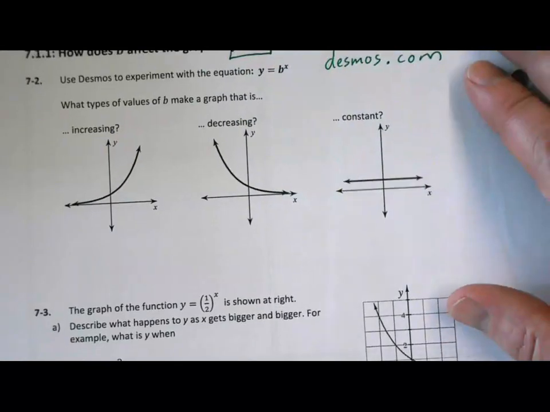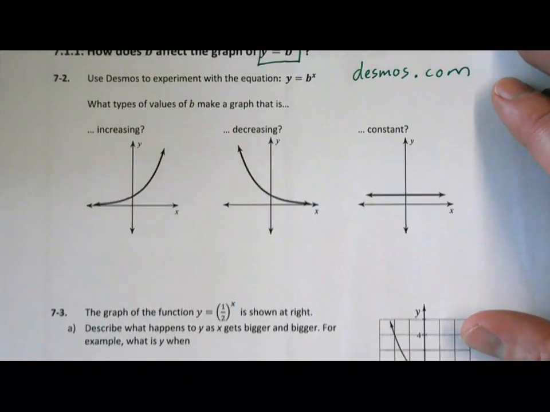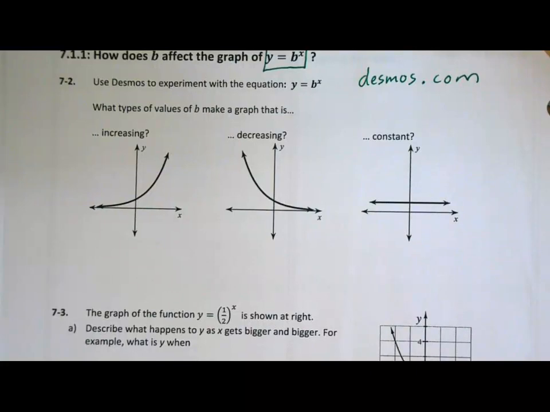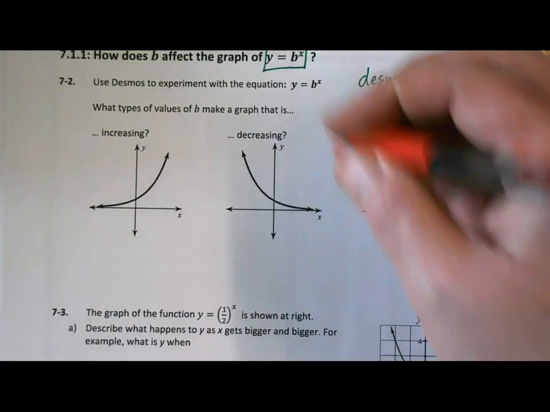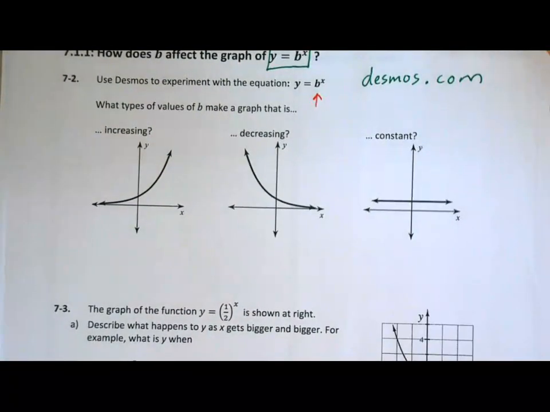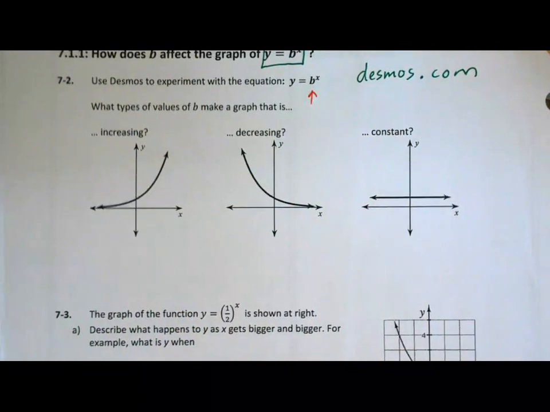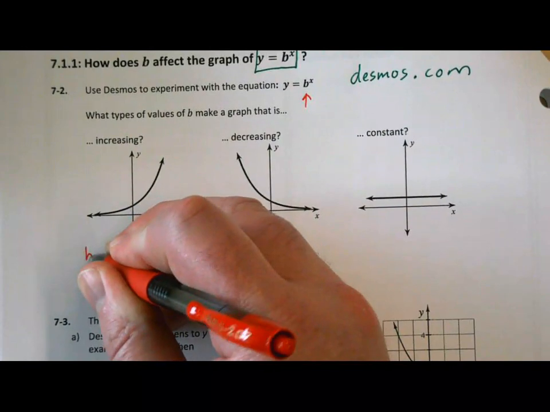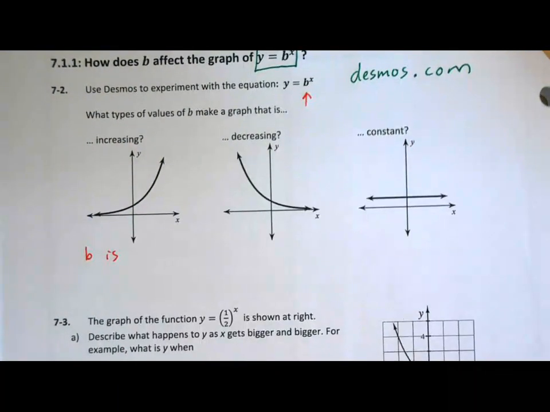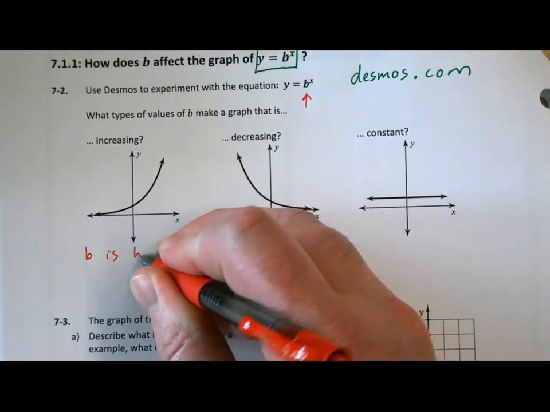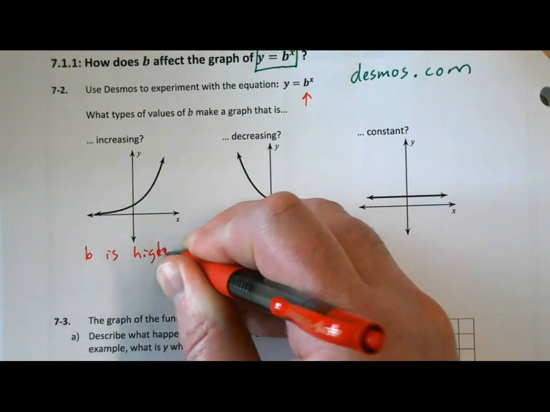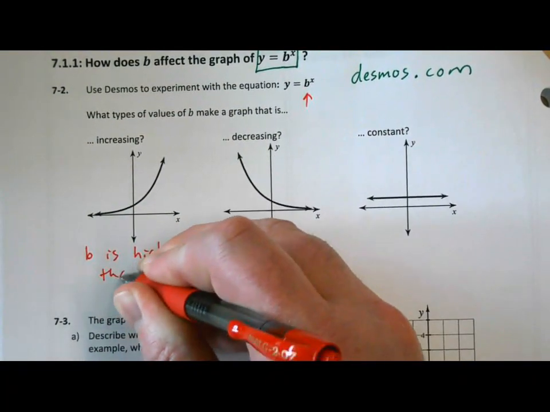So one of our big goals for today was to know how this b value in our equation changes what the graph looks like. If I want my graph to be curving upwards, to be increasing, I want b to be higher than 1.